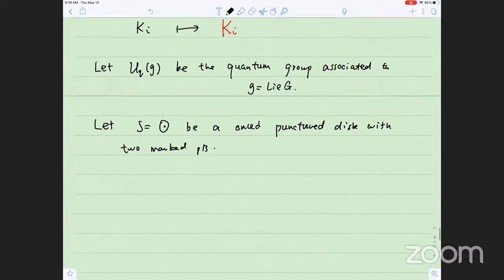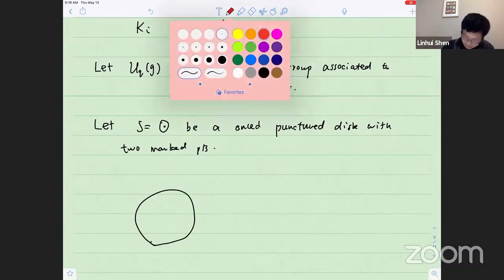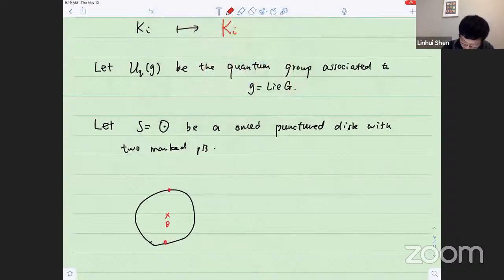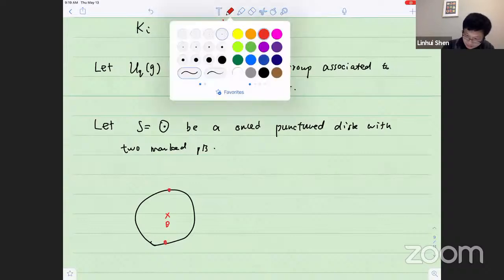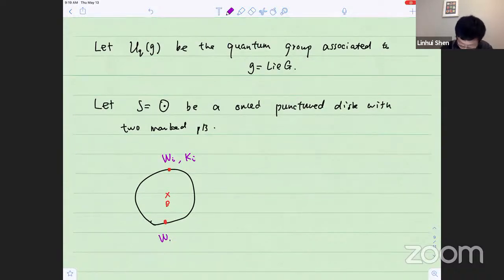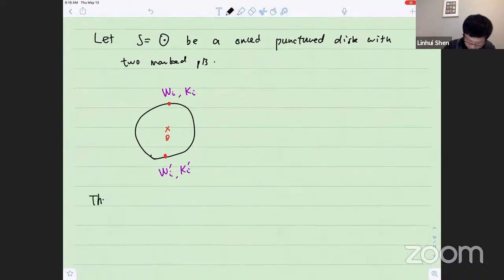Okay, so the local data is like this. We have a puncture here with two marked points. For this marked point, we have this set of functions, WI and KI. For this other marked point, we have WI prime and KI prime. Okay. So the theorem, this is again work in progress.